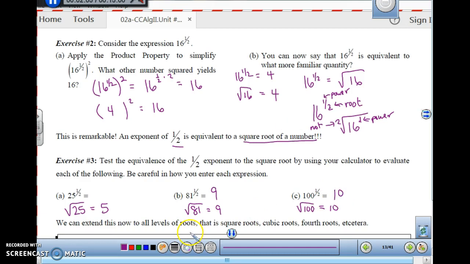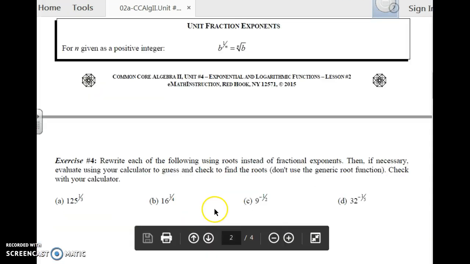We can also extend this to other powers as well. Your first power on the top does not have to be 1. It can be other things besides 1, and you can have a bottom power of something else. So let's take a look at a couple of those.